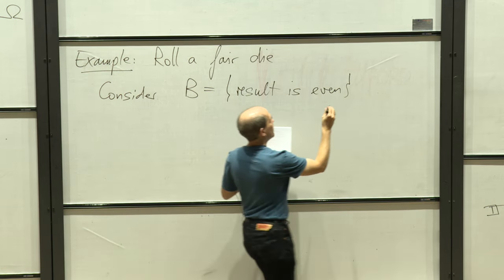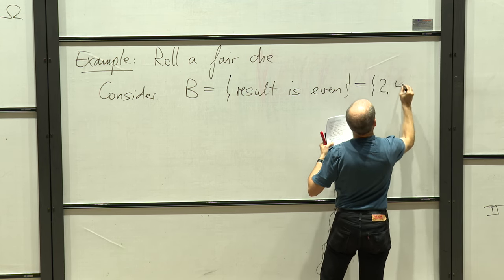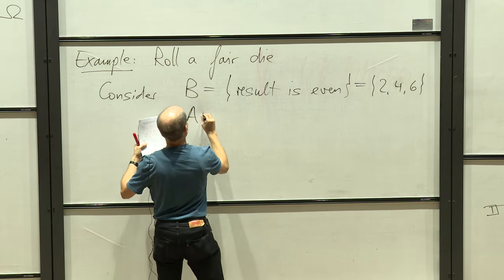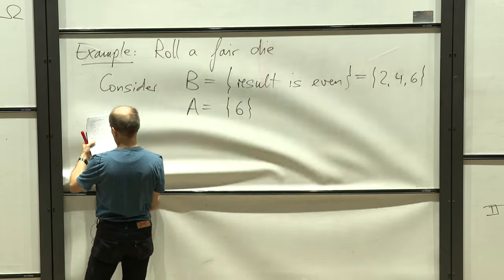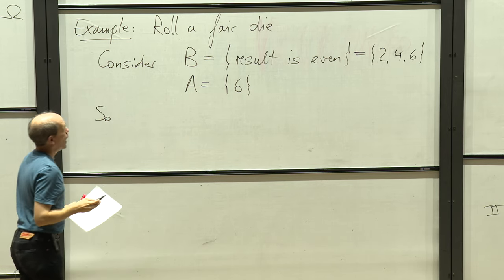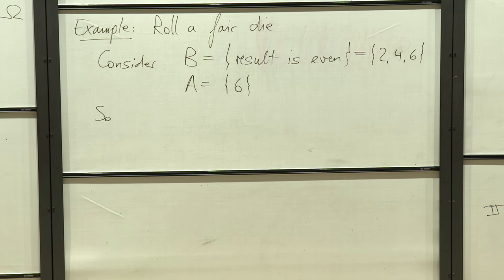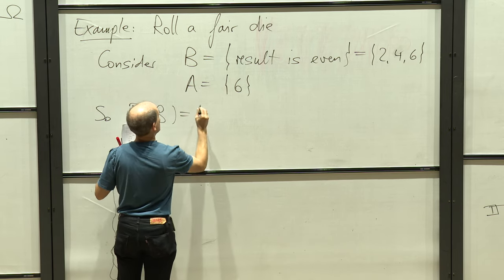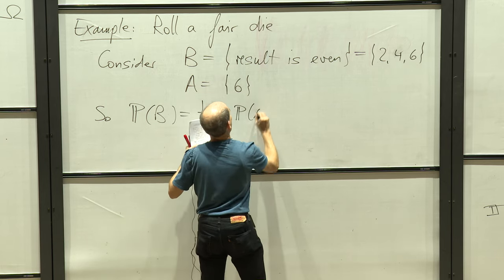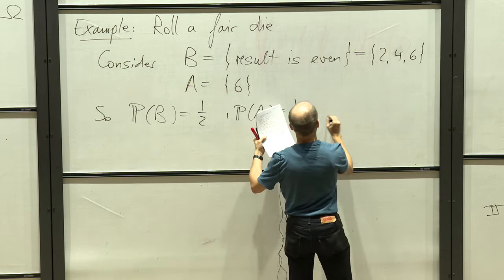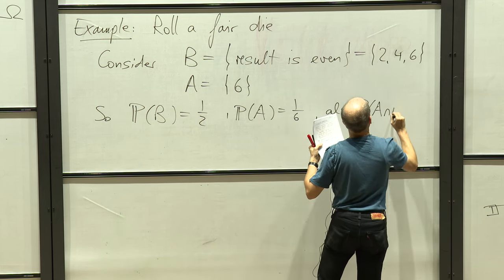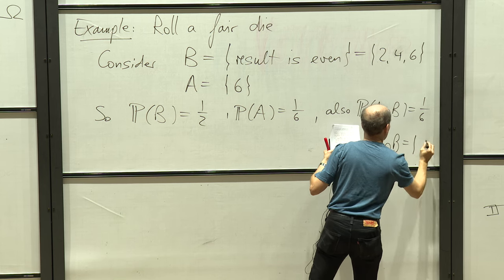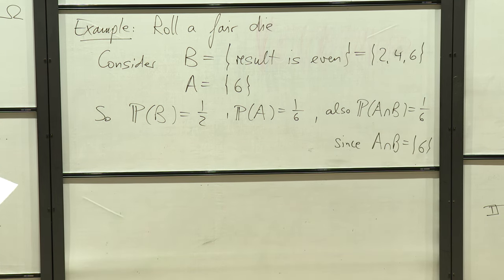And what does that do to my thinking that a 6 happens with probability 1/6? So A being the event of observing a 6, then after you've told me the result is even, I'm interested in the conditional probability of A given B. Let's work some things out here. Probability of B is 1/2. Probability of A is 1/6. But also, the probability of A intersection B is 1/6, since A intersection B is actually just the singleton event with a 6 in it as well.